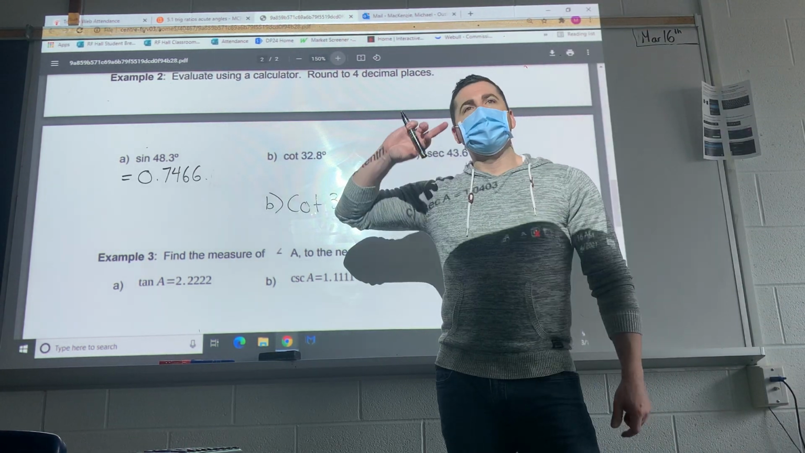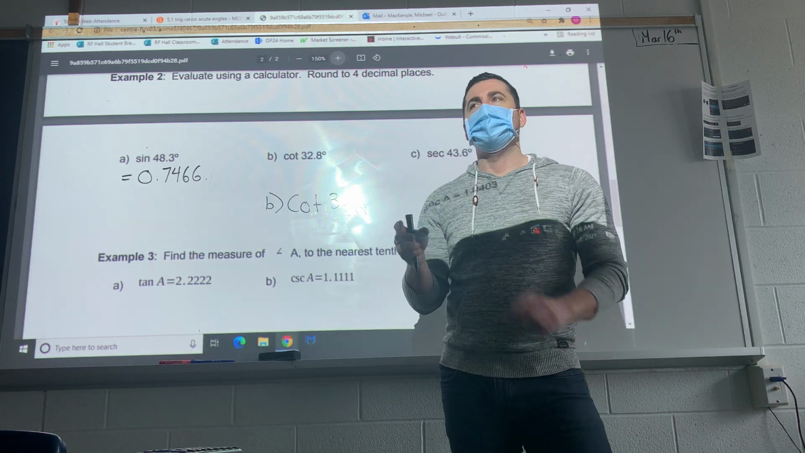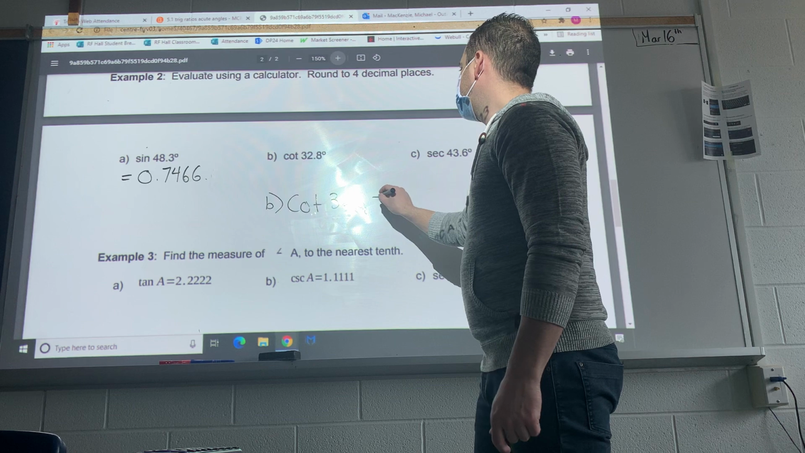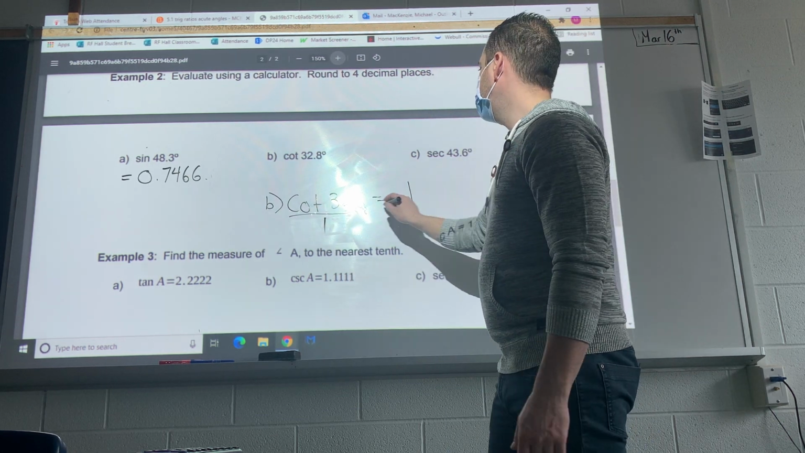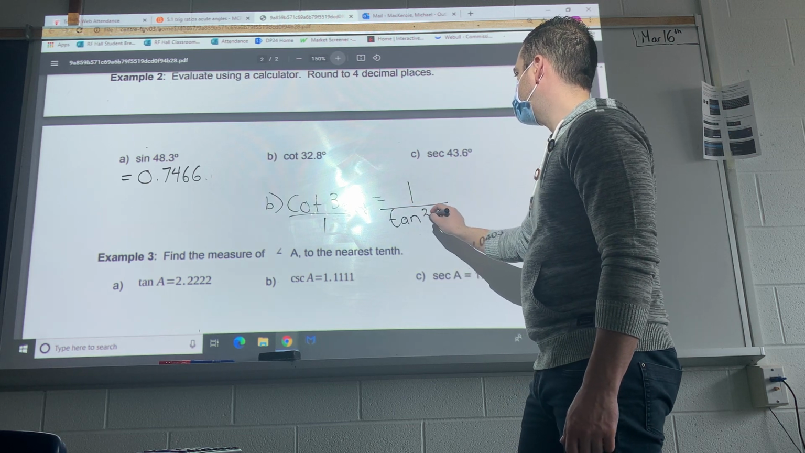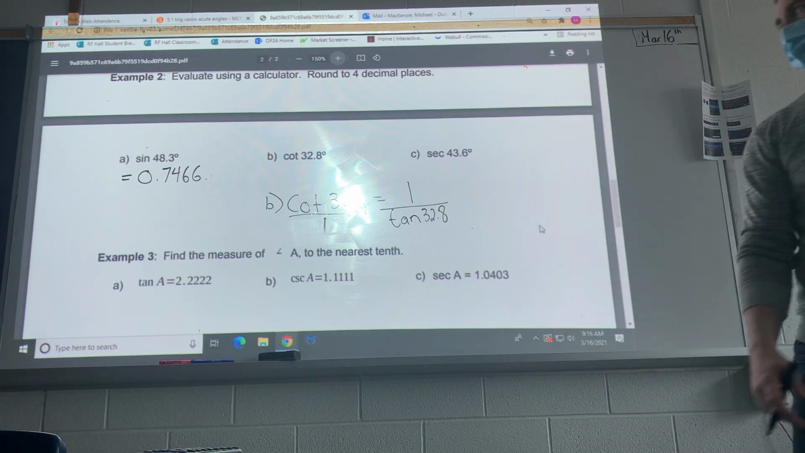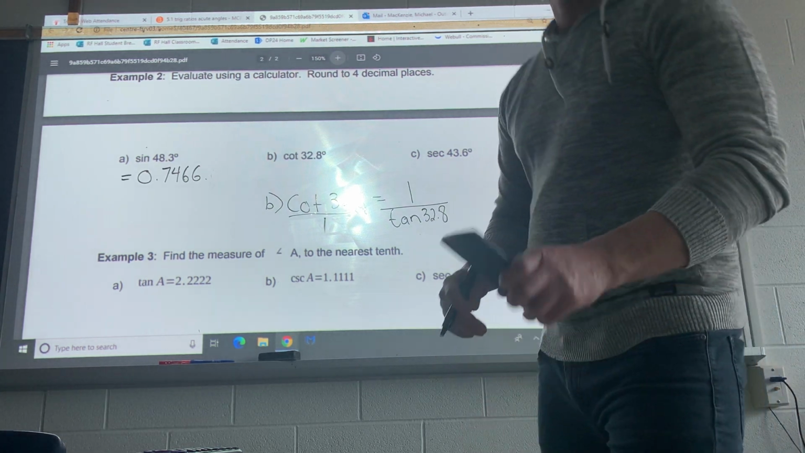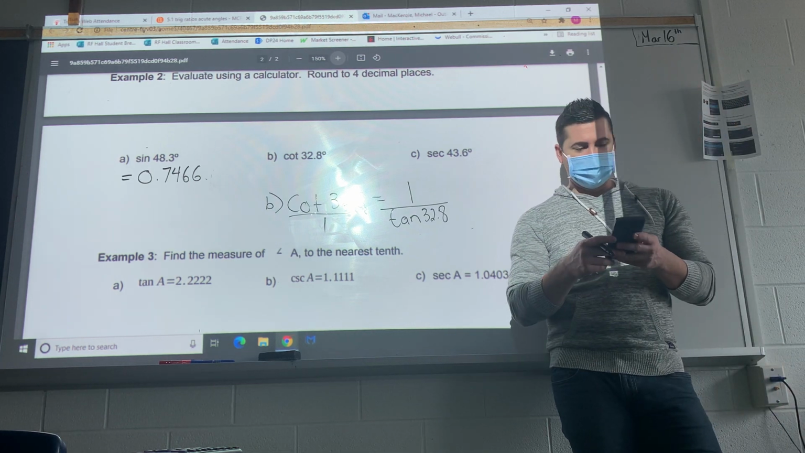So what we do is we flip it. And once we flip it or do the reciprocal, then it becomes tan. So we're going to flip this. So this is over a 1. Flip it. So we get 1 over. And once we do that, it changes to a tan. So now on your calculator, you're going to do 1 divided by tan 32.8.